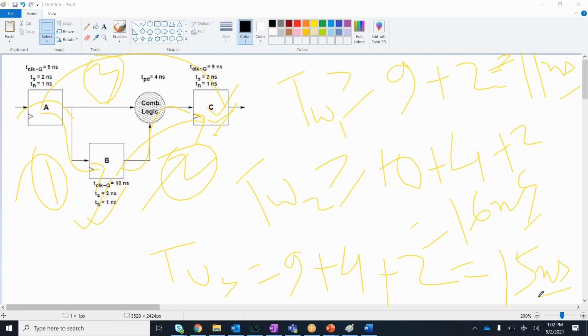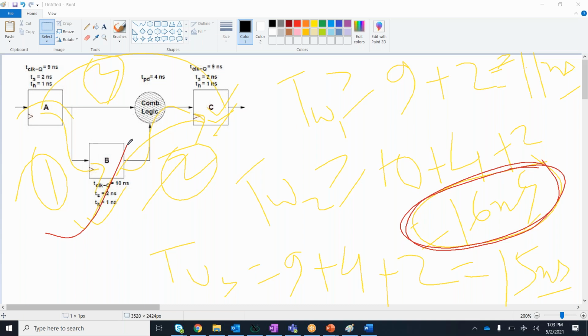So which time period will we take to find the frequency? Sixteen. So for 16 nanosecond, all the paths will satisfy the criteria and no path will have a violation. Correct? So 16 nanosecond will be the minimum time period for which this circuit will be operational. Is this fine for everyone or any confusion?